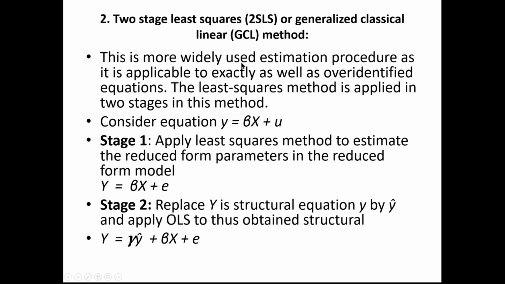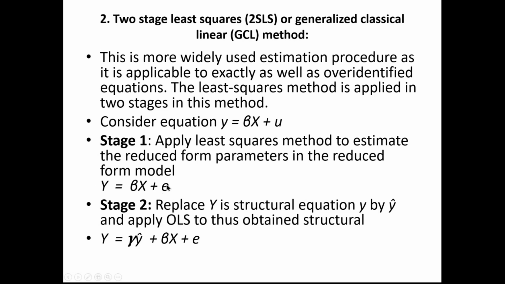Now two-stage least squares, or the generalized classical linear regression method, is a widely used estimation procedure as it is applicable to exactly identified as well as over-identified equations. So please remember, if you have got a just identified or exactly identified equation, you can still use two-stage least squares. The least squares method is applied in two stages. Suppose this is your equation. Apply the least squares method to estimate the reduced form parameters in the reduced form model.